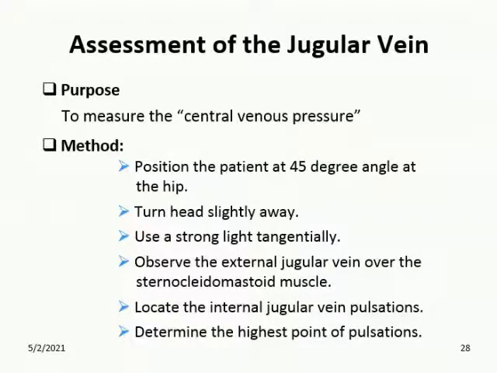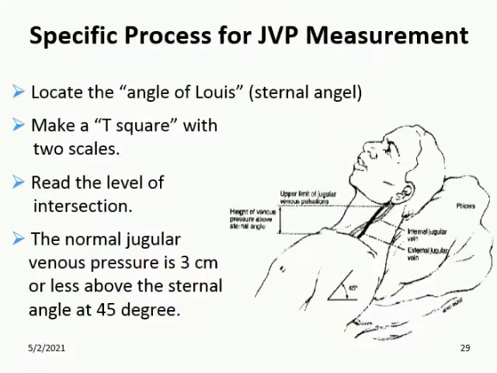The purpose is to measure the central venous pressure. To perform this, position the patient at a 45-degree angle at the hip. Turn the head slightly away. Use a strong light tangentially. Observe the external jugular vein over the sternocleidomastoid muscle. Locate the internal jugular vein pulsation. Determine the highest point of the pulsation.